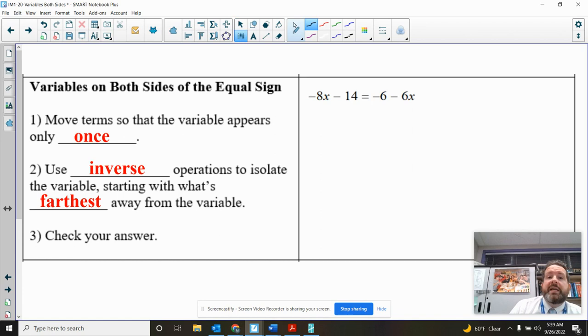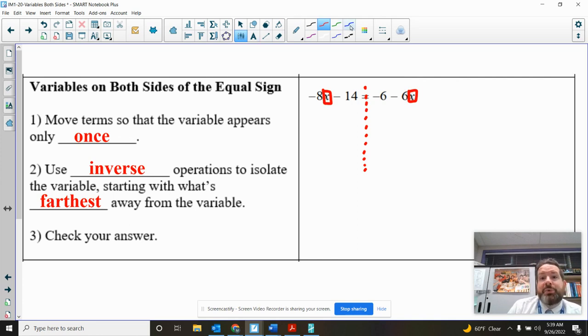Here's what we mean. Take a look at our equation right now. I see I have an x here, but I also have an x here. That's two different places. To solve, I want the variable to be in only one place. So it's up to you. You can take these x's over here, or you can take these x's over here. I typically like to take my variables to the left side, so that's what I'm going to do.